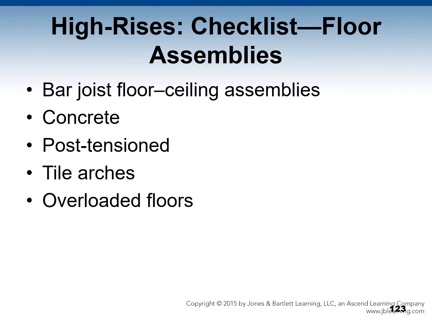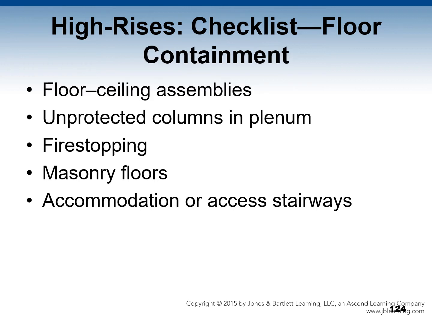Then you have the potential of overloaded floors. This has the potential for multi-story collapse. With floor containment, you have floor to ceiling assemblies. Again, this is continuing your checklist for high-rises. With floor to ceiling assemblies, the ceiling tile failure may permit at least partial collapse and open fire and smoke passage.